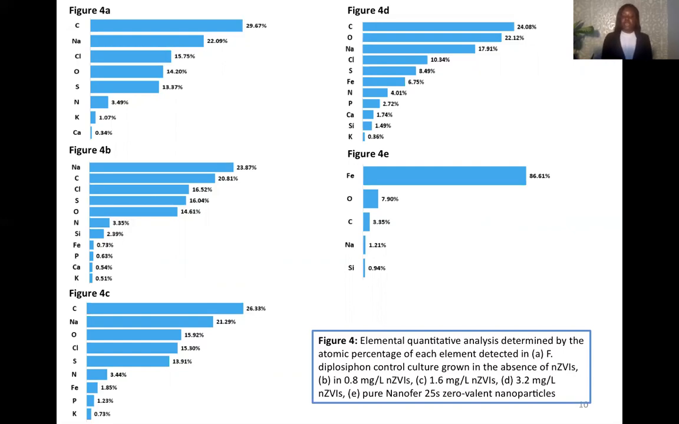Then when we compare that to Figure 4C, which shows cultures grown in the presence of nanoparticles at concentration 1.6 milligrams per liter, we see a slightly higher quantity of iron at 1.85% on the EDS spectrum. Then when we look at Figure 4D, which shows cultures grown in the presence of iron nanoparticles, we see the highest concentration of iron on the EDS spectrum at 6.75%. And finally, Figure 4E shows iron nanoparticles alone for comparison.